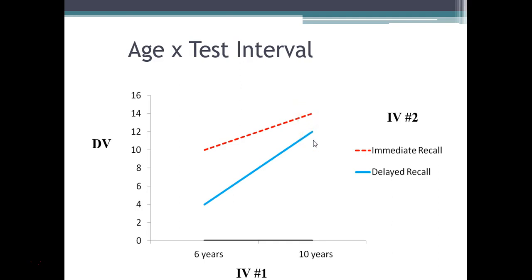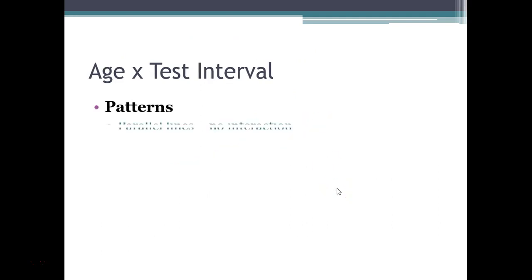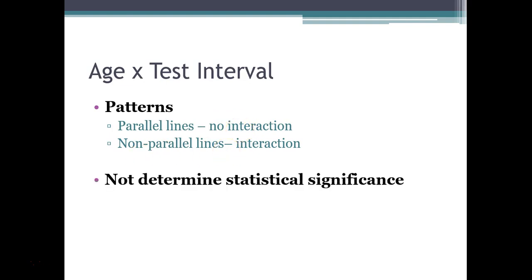If someone was going to ask, what's the effect of immediate and delayed recall on test performance in children, I would have to say it depends. At 6 years old, there's a big difference. Children perform much better on immediate recall compared to delayed. And at 10 years old, there's not much of a difference. So we're looking for patterns. Parallel lines, we have no interaction. If they're non-parallel lines, you're looking at an interaction. Now, I'm not looking here at statistical significance. I'll show you that on your SPSS printout.